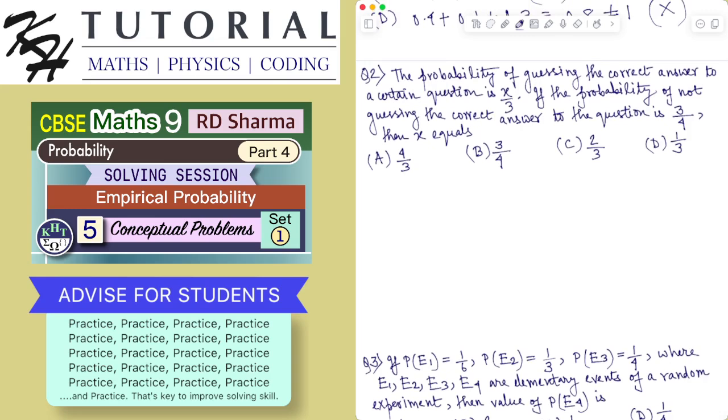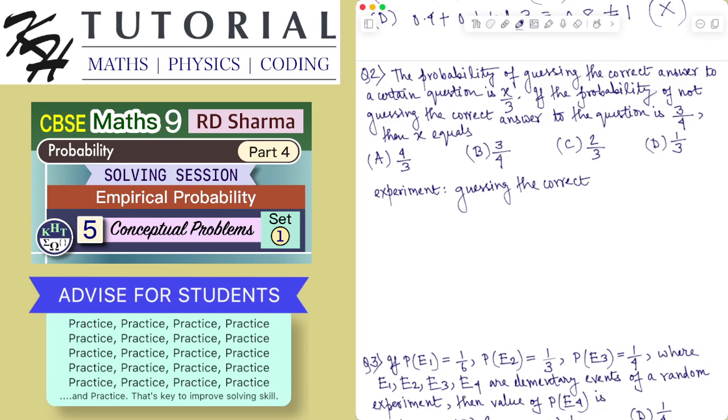The probability of guessing the correct answer to a certain question is x by 3. If the probability of not guessing the correct answer to the question is 3 by 4, then x equals. Now you must remember, what is the experiment here? You have to guess the correct answer. The experiment is guessing the correct answer, and what are all the possible outcomes or all the elementary events?